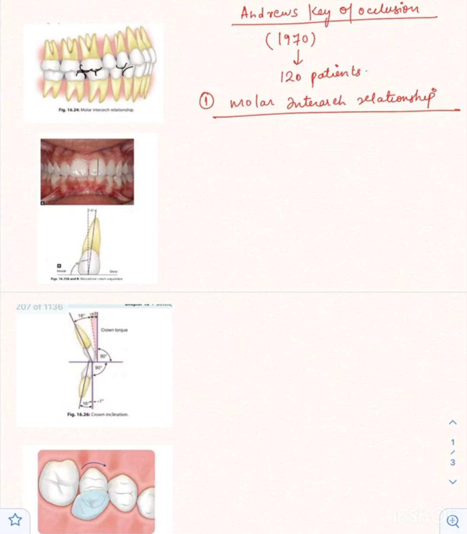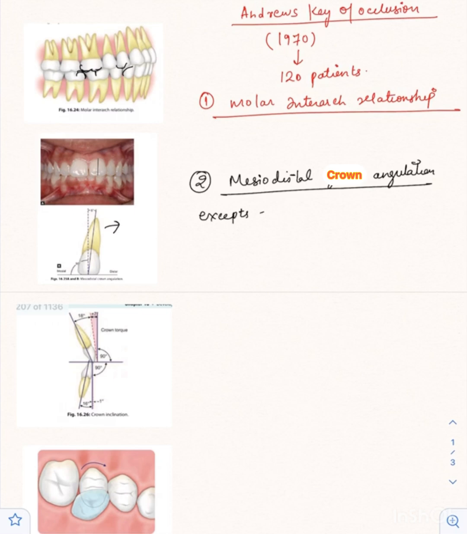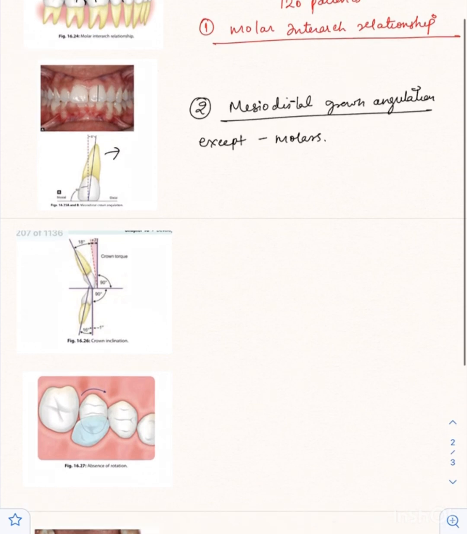Now coming to the second key of occlusion, that is mesiodistal crown angulation. As we know, in the permanent teeth, mostly the anterior teeth, their crown is present mesially to the root, and the root is placed gingivally, except the molars, so there will always be an angulation with the midline of the tooth.